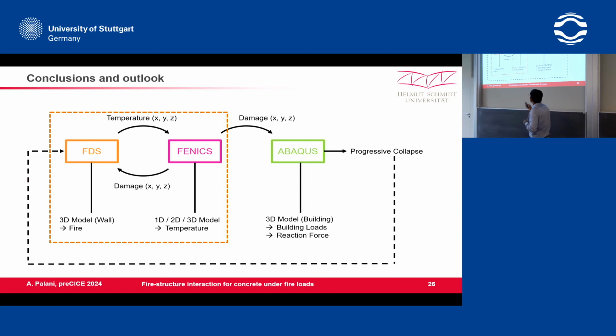At the moment we have this orange box. Our future plan is to couple it with Abaqus. Abaqus does the macro modeling and gives us the progressive collapse. It is again connected to the fire solver to decide if the wall has to stand or if the wall has to completely come down.